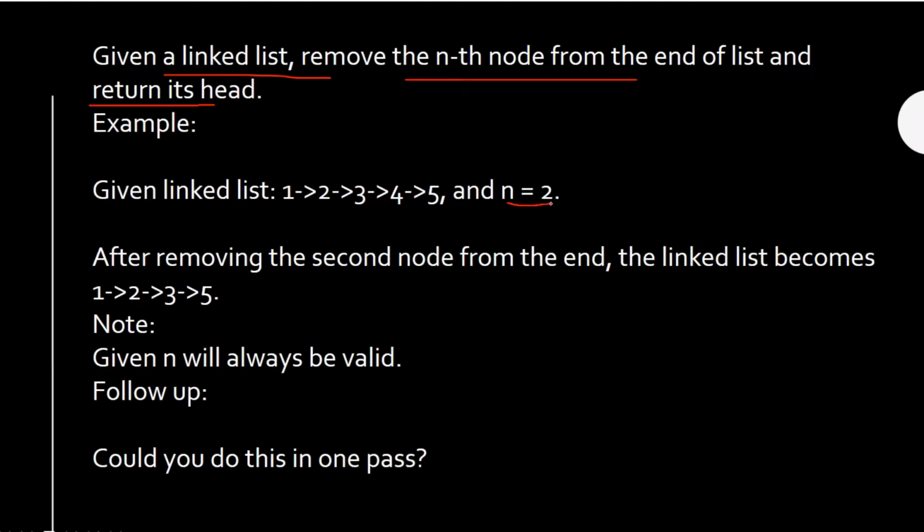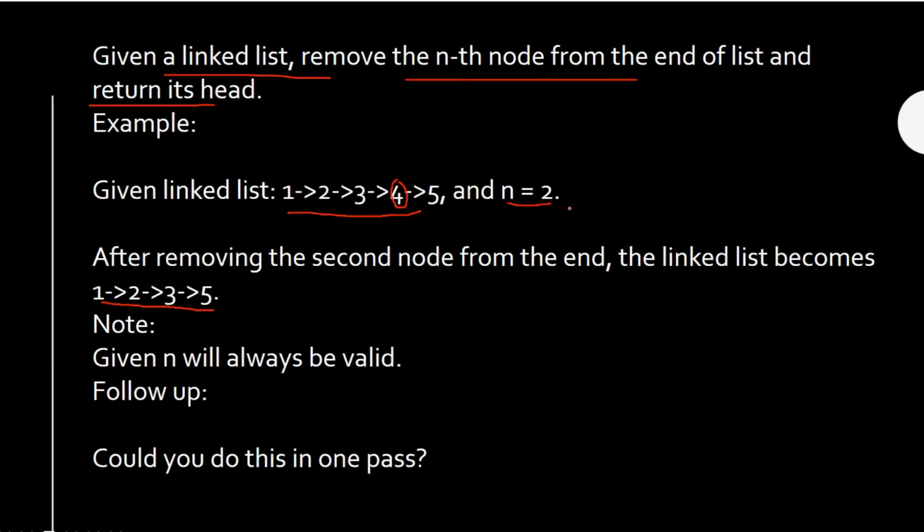Let's say we're given n to be equal to 2, and this is the list. This is a linked list. Now we're to remove the nth node from the end, so we're going to count 1, 2. So we're to remove this node 4, and we'll return 1 2 3 5 as a linked list.